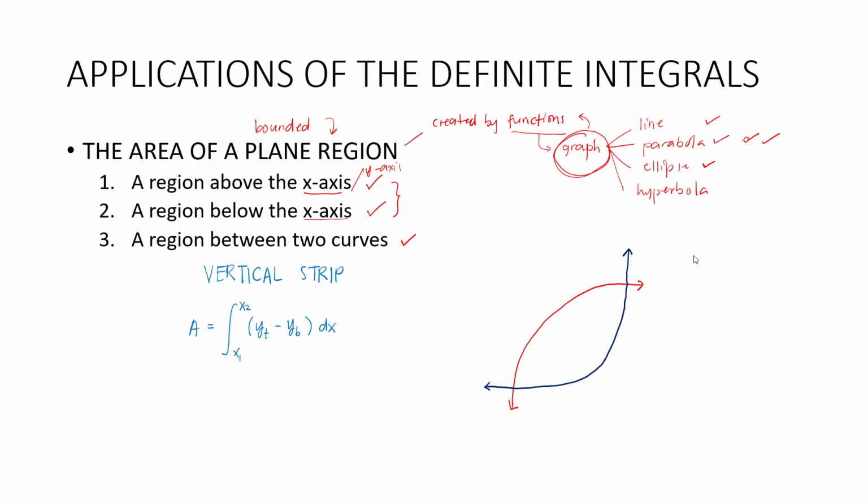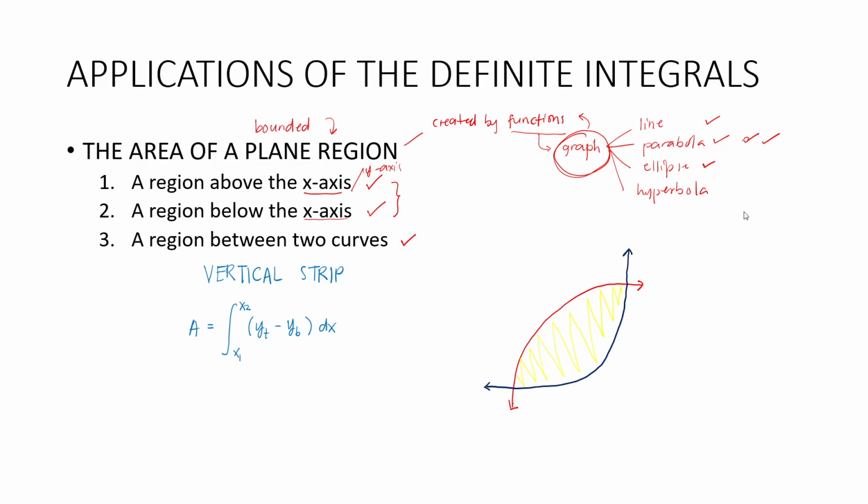So for your vertical strip, since the area bounded by the two curves is the one in the middle, let me highlight it in yellow so you can see that's the bounded region. That will be the area that you need to find, the area bounded by the different functions.